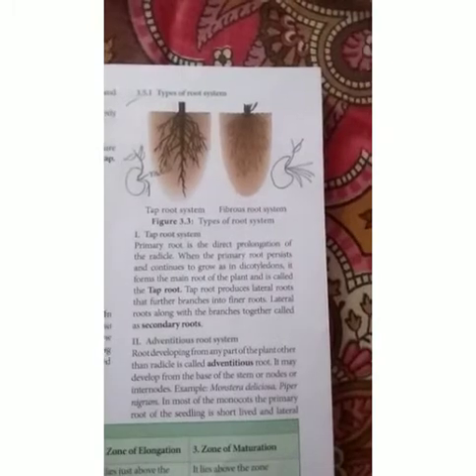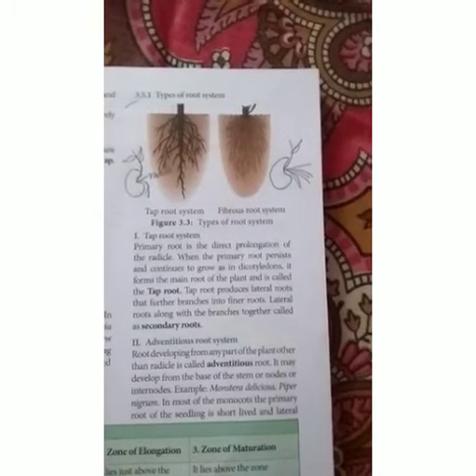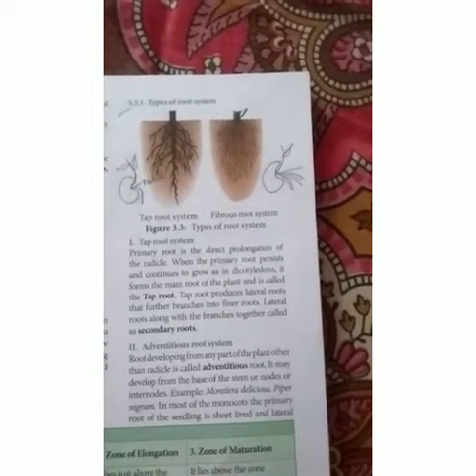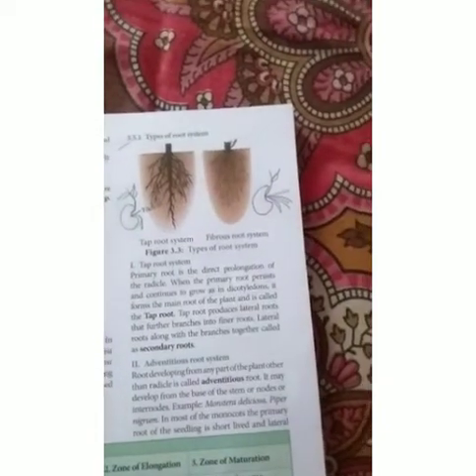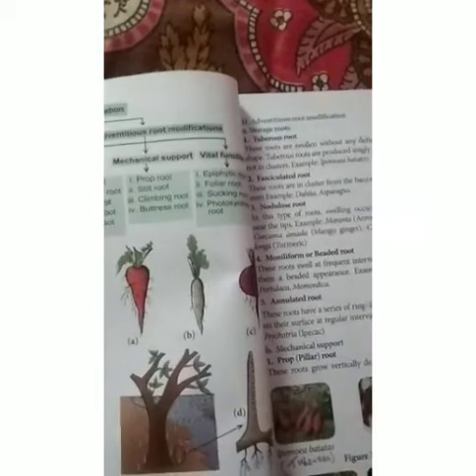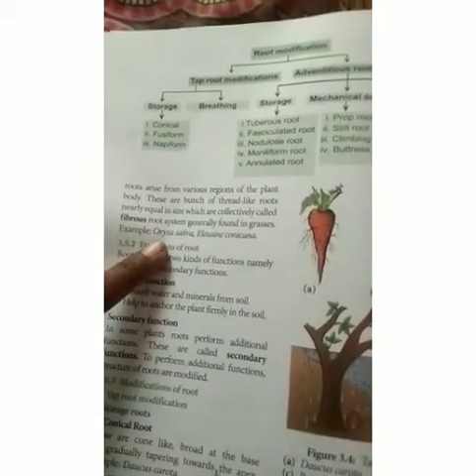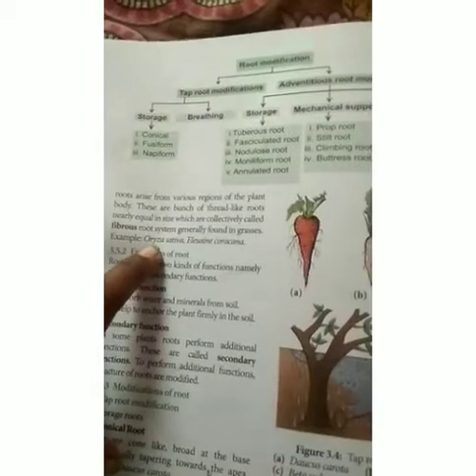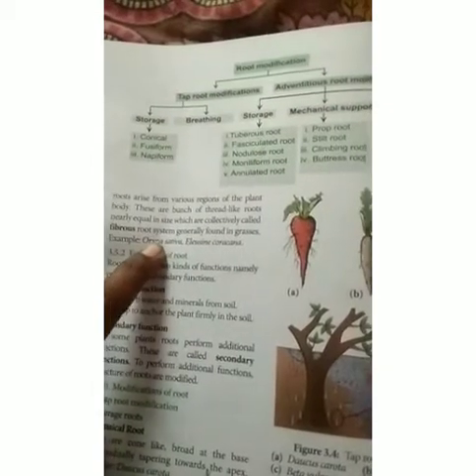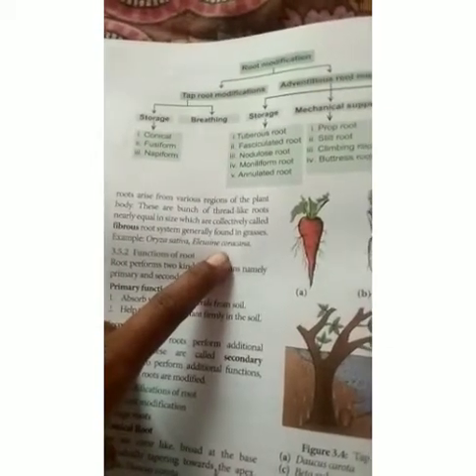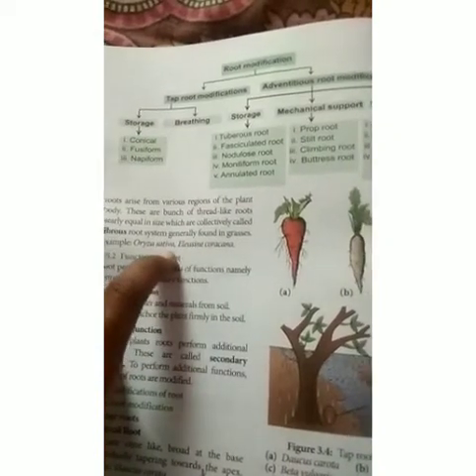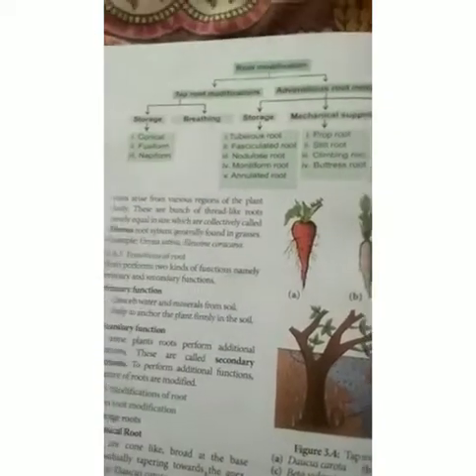In most monocots, the primary root is short-lived, and lateral roots arise in various regions of the plant body. It is a thread-like structure, so it is called a fibrous root system. We see the fibrous system in all monocots. A few examples are given here: Oryza sativa, that is rice, and Eleusine coracana. So these are the different types of roots we are seeing.